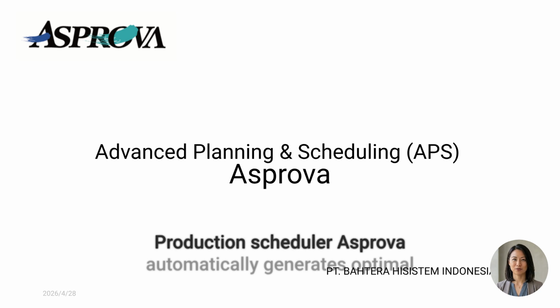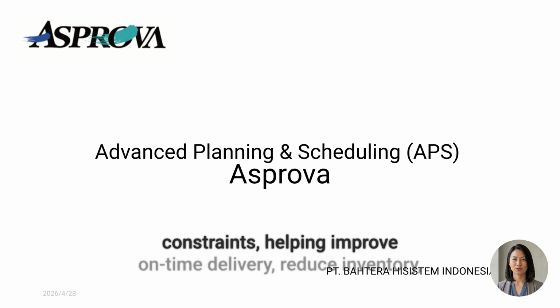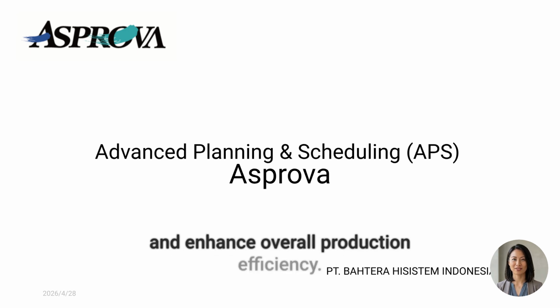Production scheduler Asprova automatically generates optimal production plans while considering complex production constraints, helping improve on-time delivery, reduce inventory, and enhance overall production efficiency.